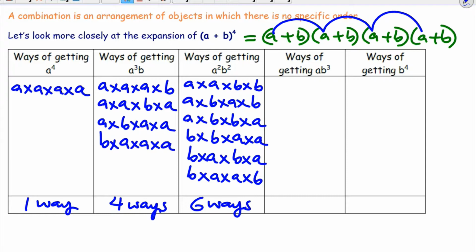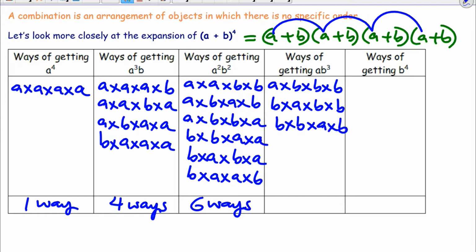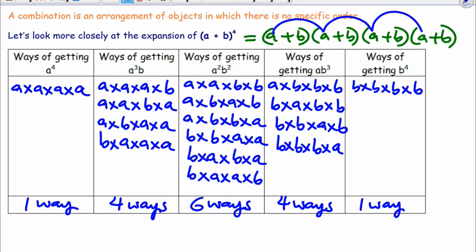Ways of getting a b^3. One way could be a by b by b by b. Another way could be b multiplied by a multiplied by b multiplied by b. Another way could be b multiplied by b multiplied by a multiplied by b. Another way could be b multiplied by b multiplied by b multiplied by a. So those are 4 ways. And ways of getting b^4, it's just one, which will be b by b by b by b. So we have one way.